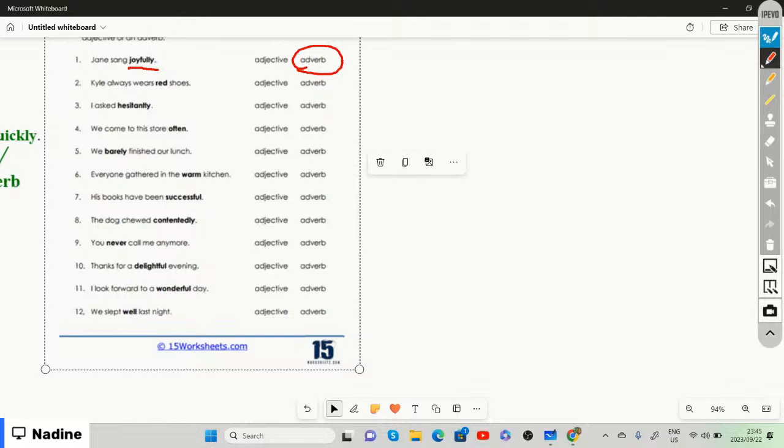Kylie always wears red shoes. Red shoes. So what kind of shoes? Meaning that shoes is a noun. And red answers the question being asked, what kind of shoes? So this is an adjective.